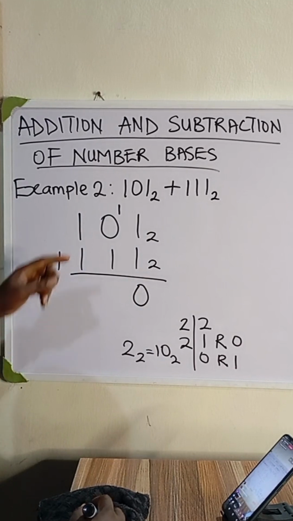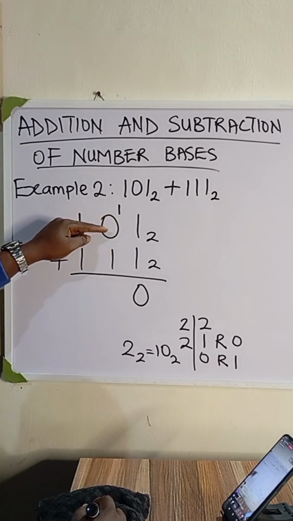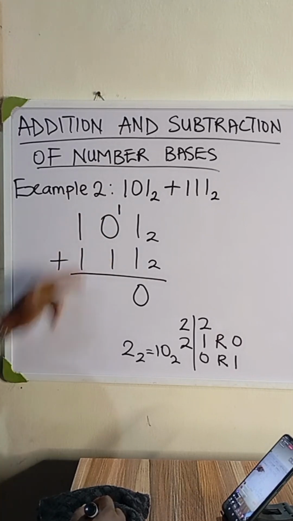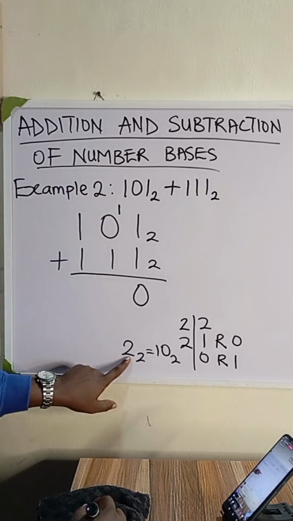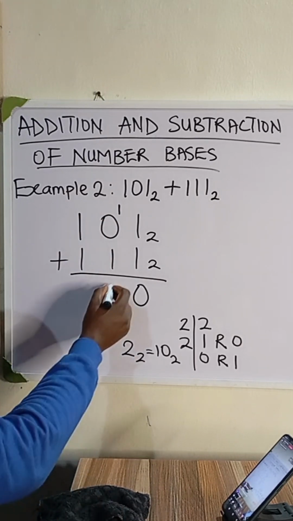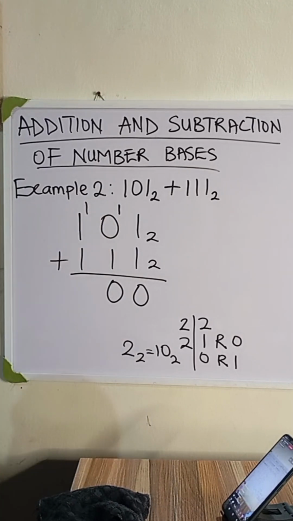And then next we have 1 plus 0 is 1, plus 1 is 2. So over here we have 2 base 2. But we know that 2 base 2 is equal to 10. So we simply put 0 here, and put 1 here. Next, we have 1 plus 1, 2. 2 plus 1, 3.